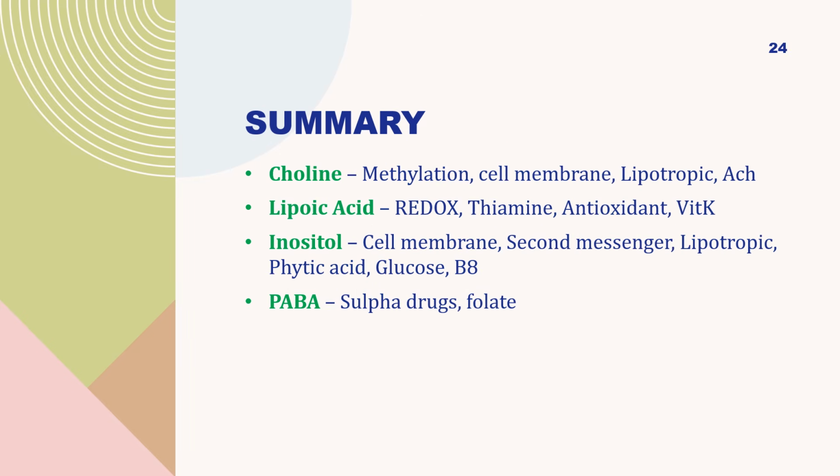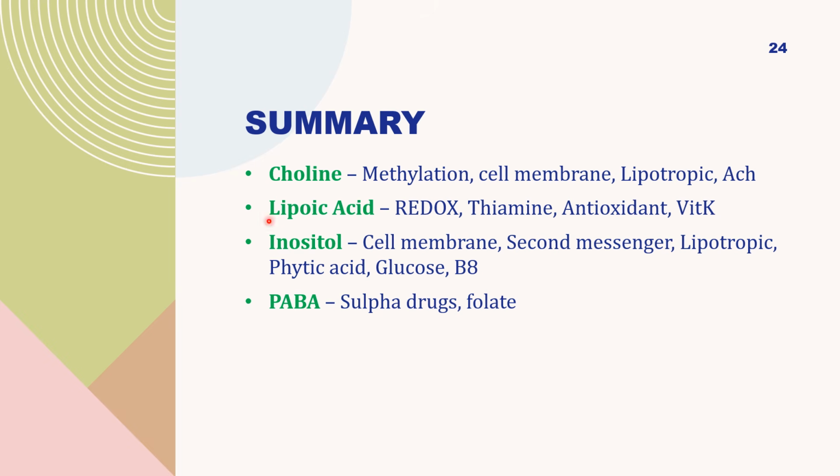So to summarize, we have seen 4 vitamin-like substances. The first is choline. It has 3 methyl groups. It is a trimethyl ethanolamine. So it helps in the methylation reactions. It contributes to the 1 carbon pool, and it is present in the cell membrane as phosphatidylcholine. It is a lipotropic factor. It prevents fatty liver, and it is a very important neurotransmitter in the form of acetylcholine.